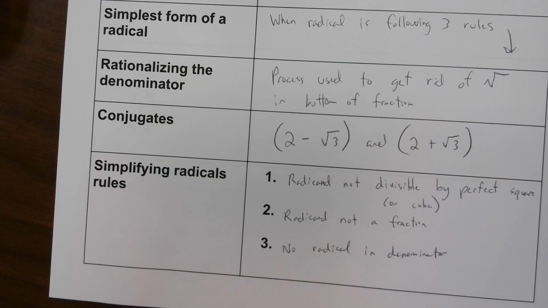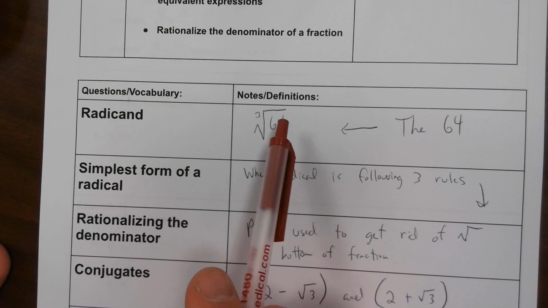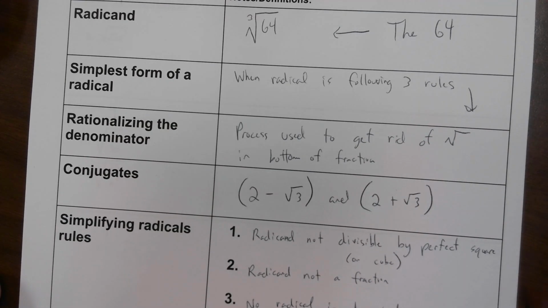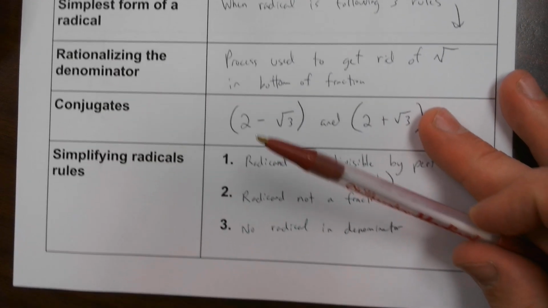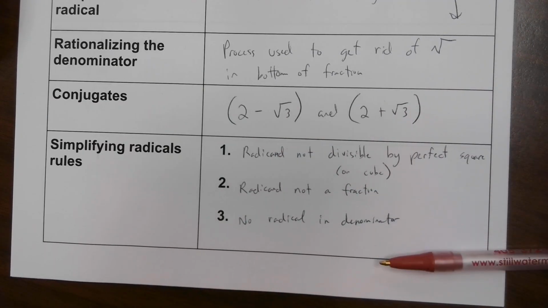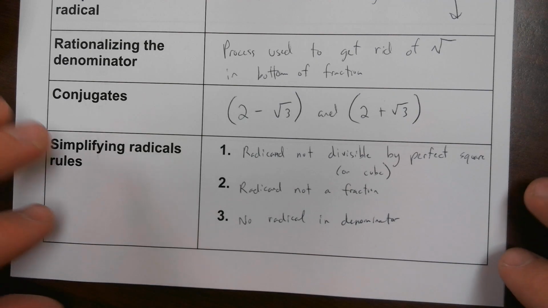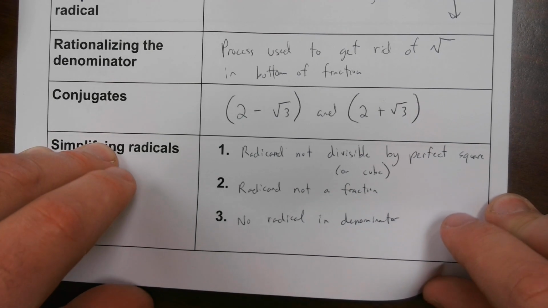So for our rules to simplify radicals, we have three of them. The radicand, or the number under the radical, cannot be divisible by a perfect square if you're using square root, or perfect cube if you're using cube root, or perfect fourth power if you're using 4 as your index. The radicand cannot be a fraction, and there cannot be a radical in the denominator. All three of those things have to be taken care of in order for a radical to be simplified.